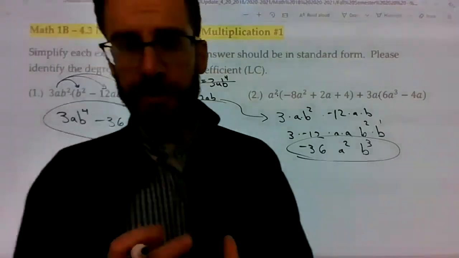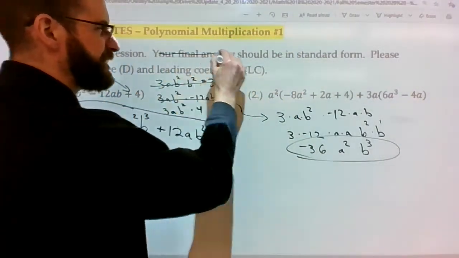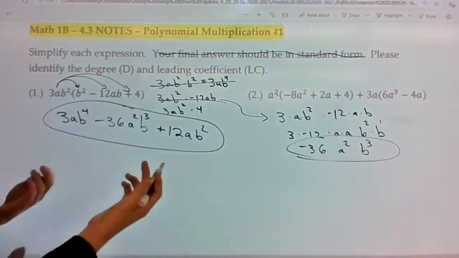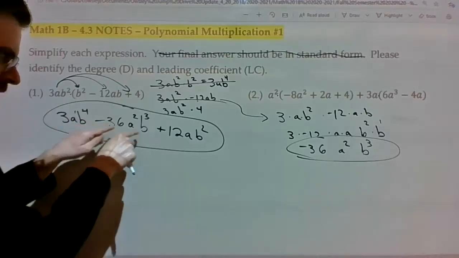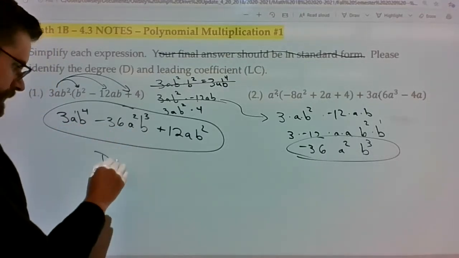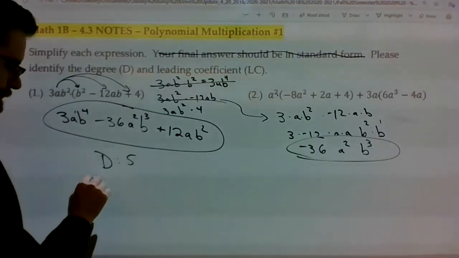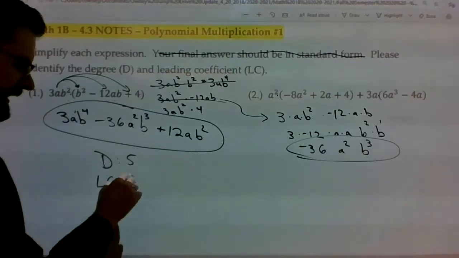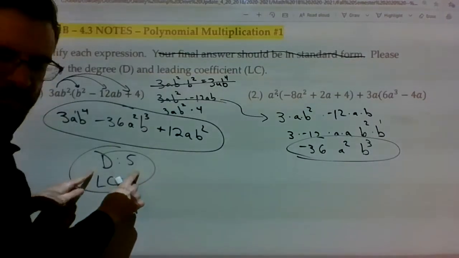I'm not going to be too concerned with standard form on this assignment, so don't really pay attention to this part. Just tell me what the degree is. In this case, it's 5. And then the leading coefficient, it's 3. I guess I want you to be able to do this more than I want you to be able to do this on the assignment tonight.